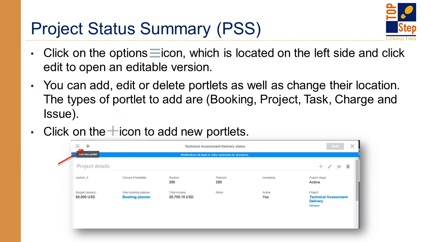So to customize the summaries, you click on the Options icon, which is located on the left side, and you can click Edit to open an editable version. From here, you can add, edit, or delete portlets, as well as change the location by shifting them around. The types of portlets that you are able to add are booking, project, task, charge, and issue. When you're ready to add a new portlet, you can click on the plus icon to do that.